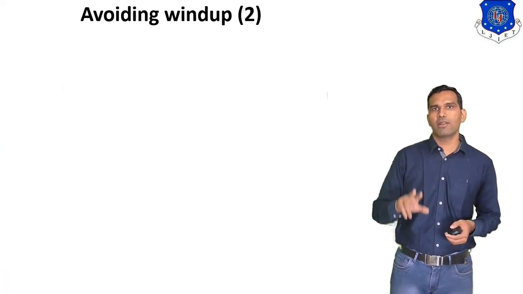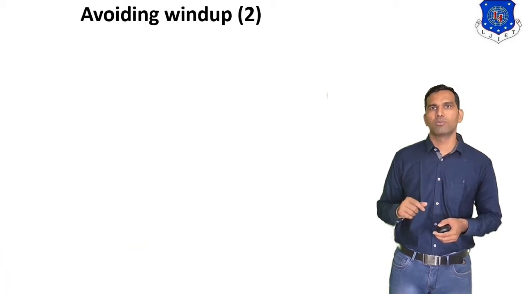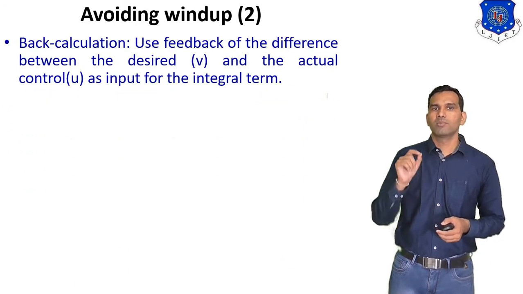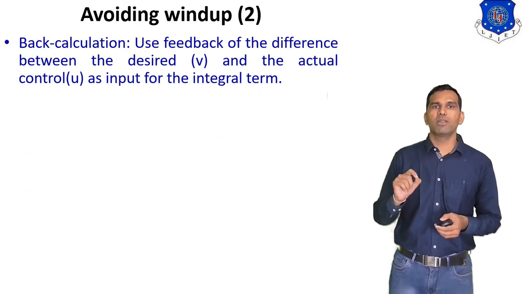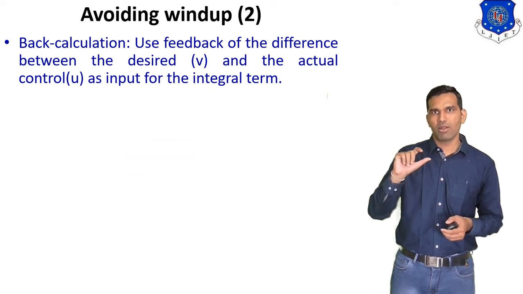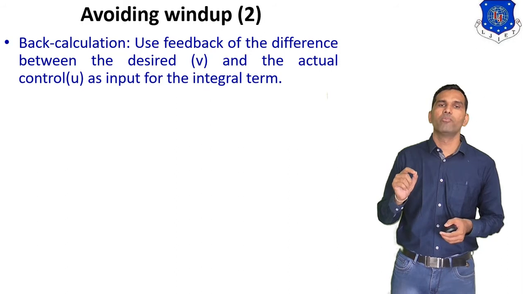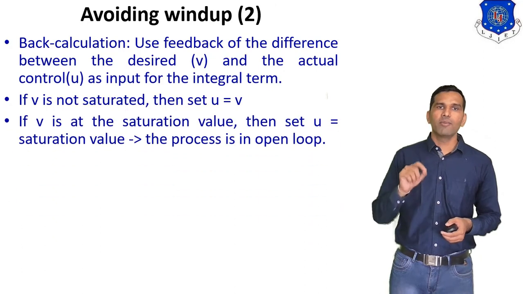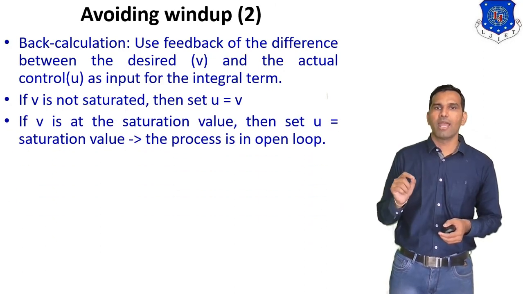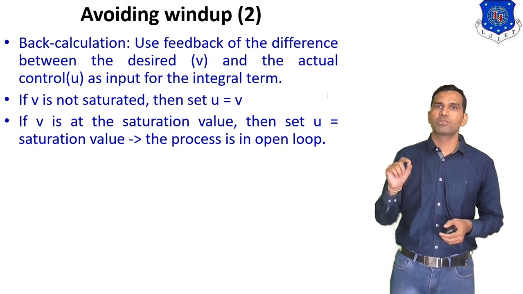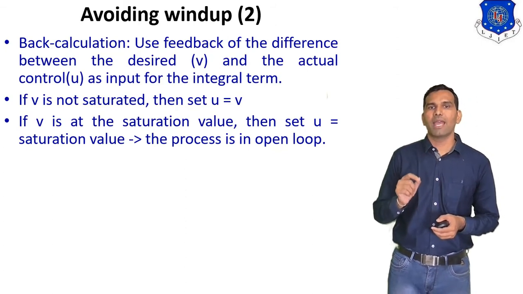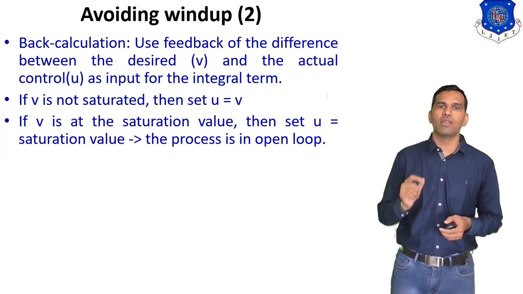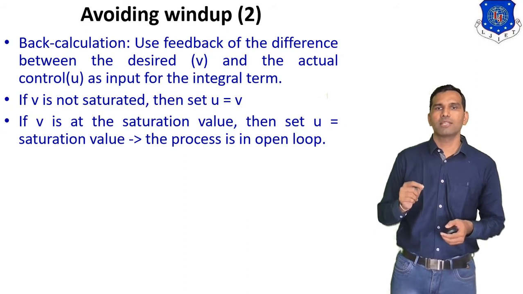Now we discuss the second type of system used for controlling windup. Here, back calculation uses feedback of the difference between the desired value, this is V, and the actuator control U as an input for the integral term. If V is not saturated, then set U equal to V. If V is at the saturation value, then set U equal to the saturation value, or we can say the process is in open loop.